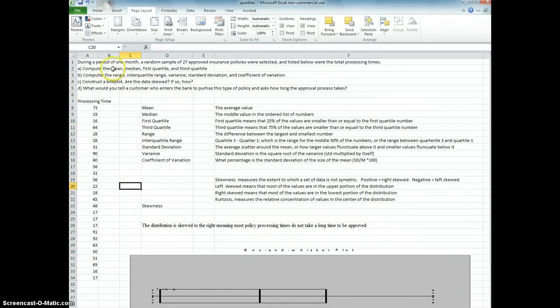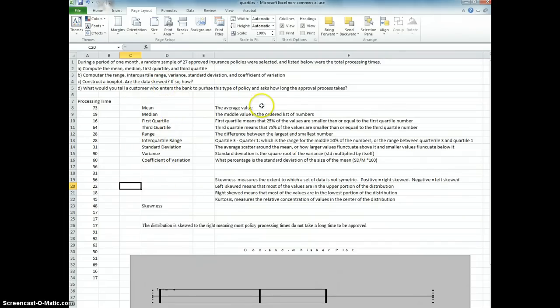Okay, we want to compute the mean, median, first quartile, and third quartile, the range, interquartile range, variance, standard deviation, and coefficient of variation. We want to construct a box plot, which there's a little twist to this, to determine if the data is skewed. And then what would we tell the customer who enters a bank to purchase this type of policy and asks how long the approval process takes?